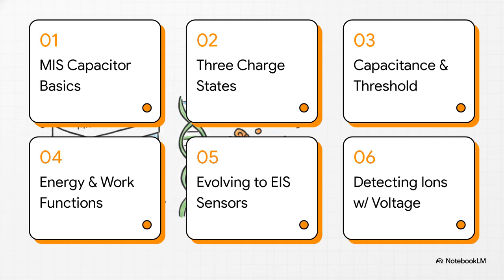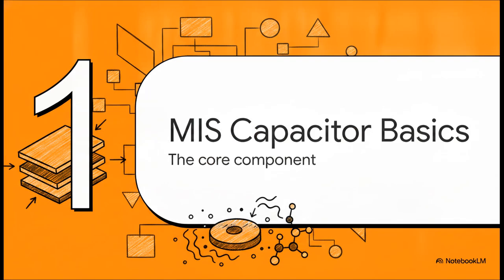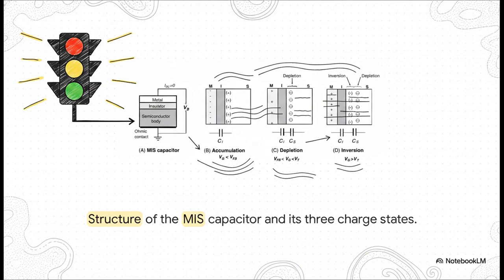After that, we'll see how this evolves into EIS sensors, and finish up with detecting ions with voltage. Let's get to it. All right, Section 1, the basics of MIS capacitors. Let's introduce the star of our show, the MIS capacitor. That stands for Metal Insulator Semiconductor. It's essentially this layered sandwich that acts as a field effect device.